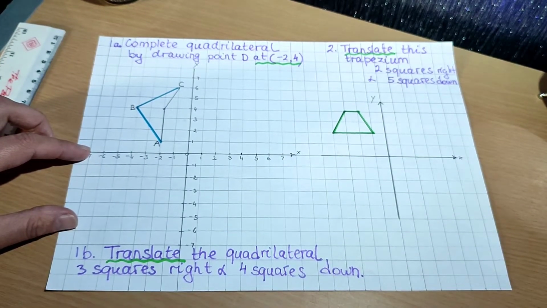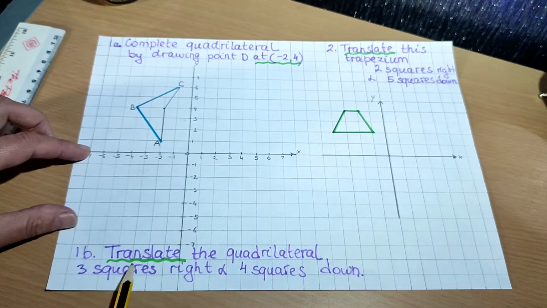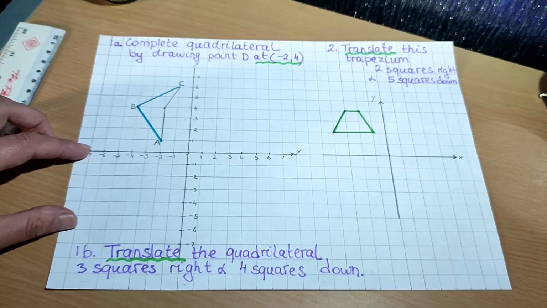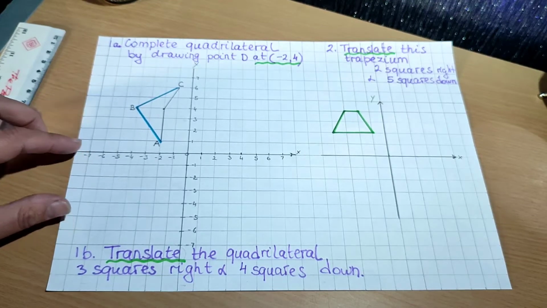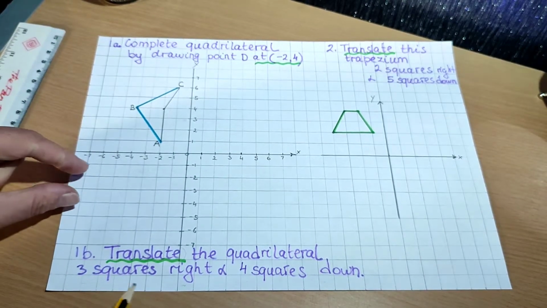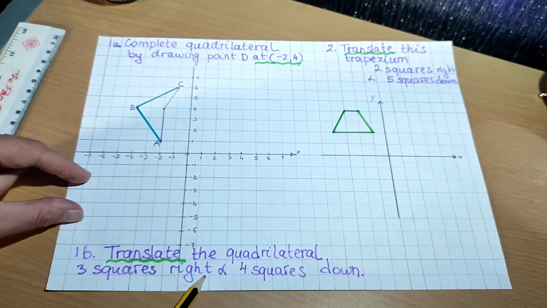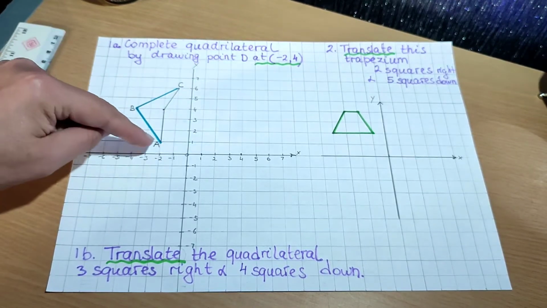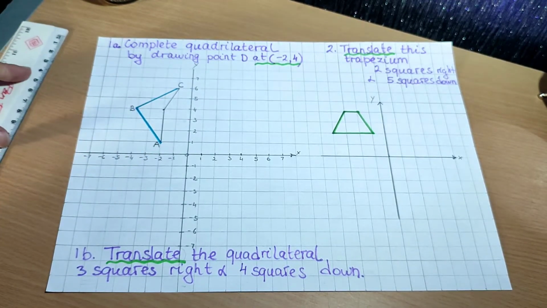Now, the second part of this question is here, 1b. It says translate the quadrilateral 3 squares right and 4 squares down. To translate a shape means to draw exactly the same shape but in a different place, or it's like moving the shape. So this is how we do it. It says 3 squares right and 4 squares down. Let's move every single point of the shape, every single vertex, every corner.